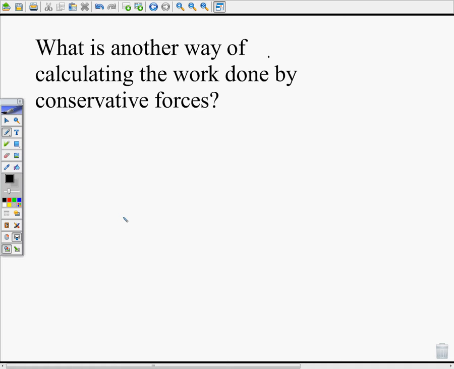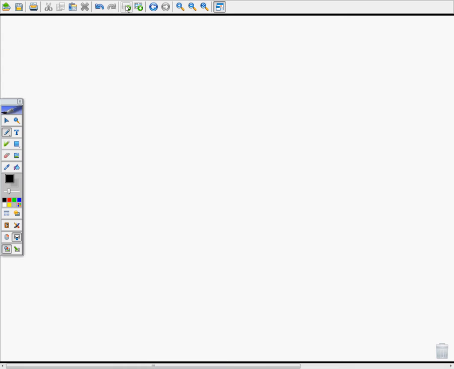By conservative forces? Of course, in order to answer this question, we have to define what a conservative force is. So before we answer this question, let's look back at our work energy theorem.